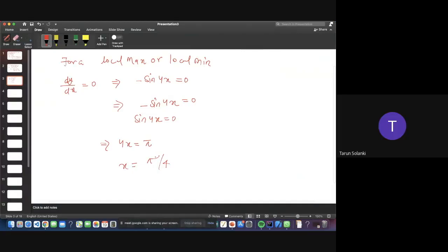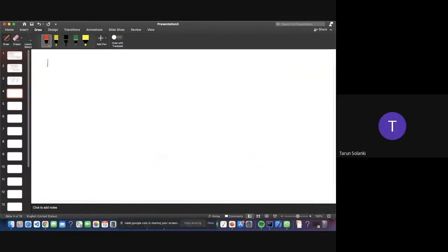So if we talk about the left of x equals pi by 4, it means x is less than pi by 4. So 4x is less than pi. So it means sin 4x is greater than 0. So minus sin 4x is less than 0. So dy by dx is less than 0.